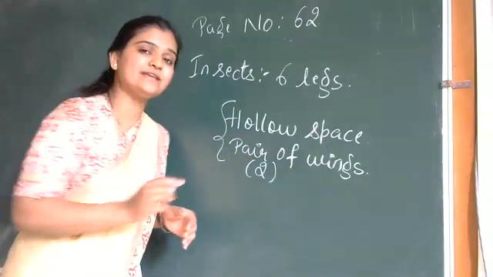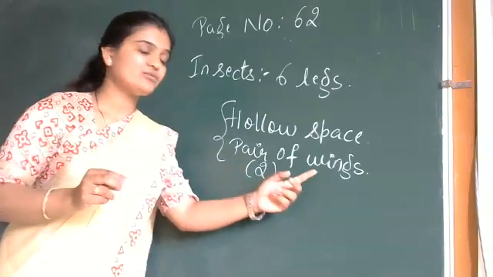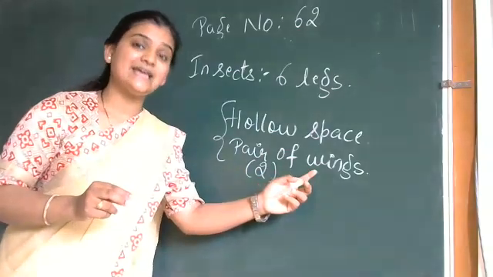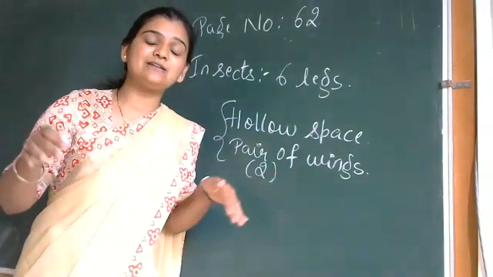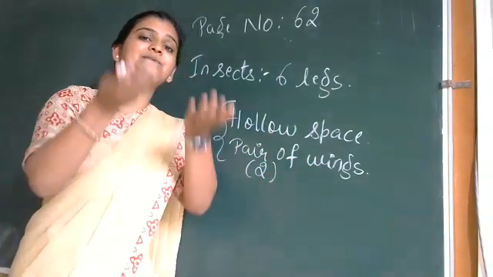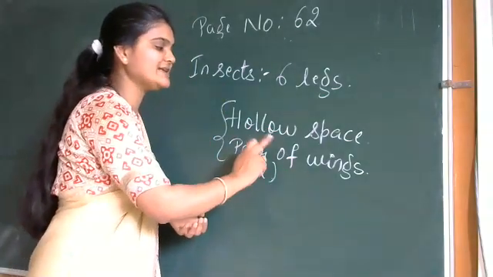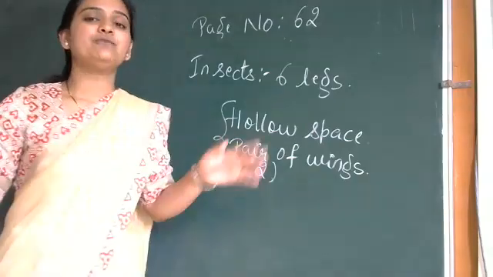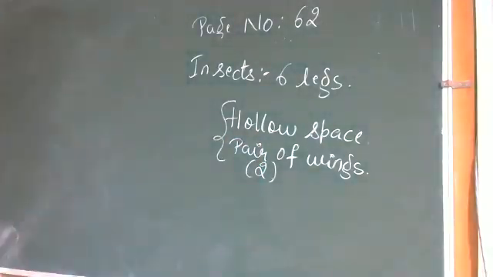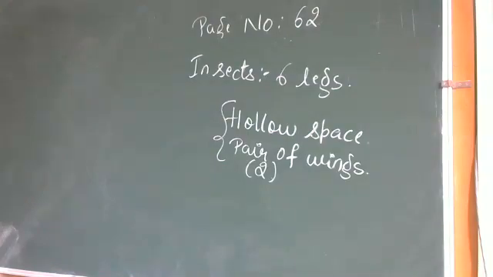If they do not have wings, do they fly, children? Without wings, no. The wings will push the air, it will make friction with the air, and it will start moving upwards. So it is the pair of wings and hollow space in their body that is responsible for the flying of insects. Is it clear? Yes, ma'am. So the next one we have is regarding fish.